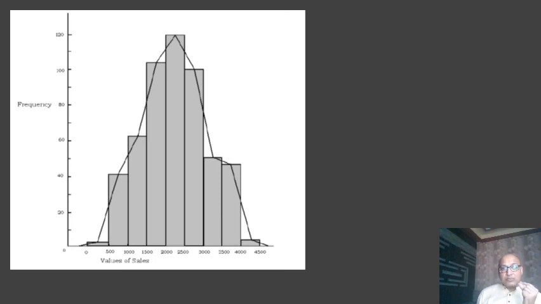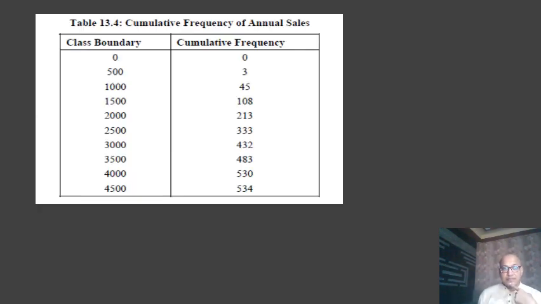Now we assume an example. This is another example of polygon. The data I do not share in this slide, so we will discuss it later. Here I have given cumulative frequency of annual sales, and polygon of this data is given in the previous slide.